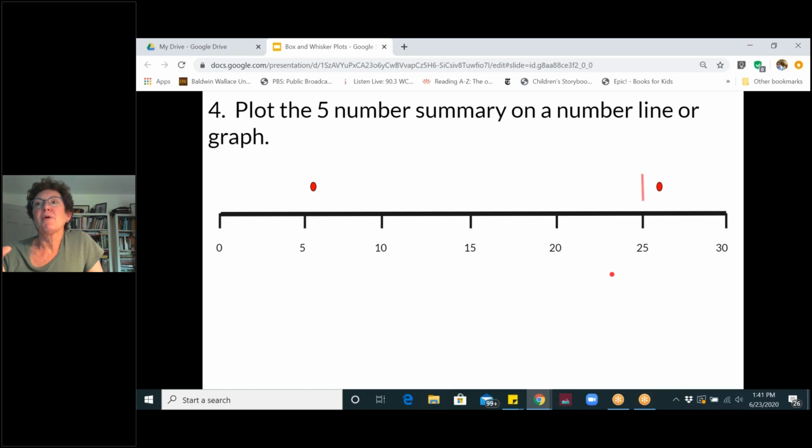Our upper quartile is 25. No, that's our median. Excuse me. Our median is 25. Our lower quartile should have been 18 and a half. That's in the wrong place. And our upper quartile was 26.